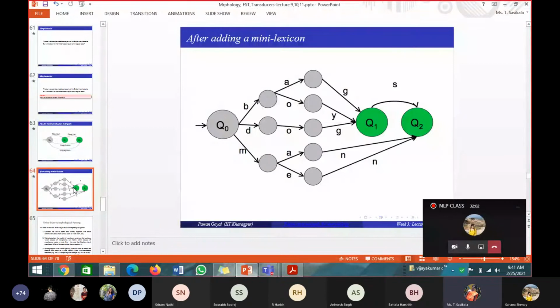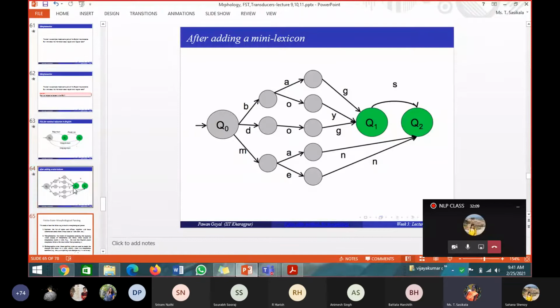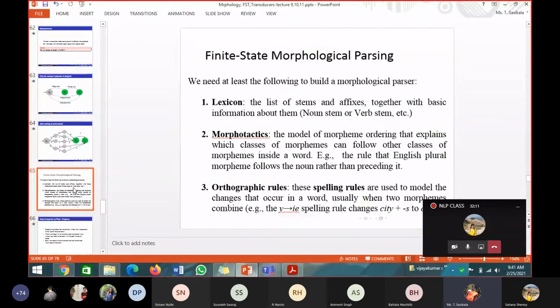So we have to take care of all different types of words. I am talking only about regular nouns, irregular nouns, like that. All possible words you have to take for building an automaton. So if you take finite state parsing, what is the minimum requirement we want? We want a lexicon. What is a lexicon? It is a word, bag, boy, like that. And what is a stem? Boys, bags. What are affixes or prefixes attached to it? So it is a list of stem words and affixes, suffixes together to give basic information. So that we can construct a finite state automaton.